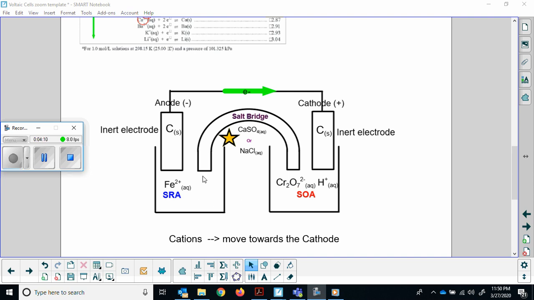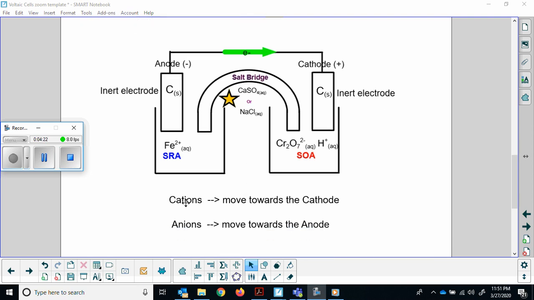Remember that there was an imbalance of charges. The anode became more positive and the cathode became more negative. The salt bridge provides a solution in which the cations move towards the cathode. The anions in the salt bridge will move towards the anode to balance and have a neutral solution.